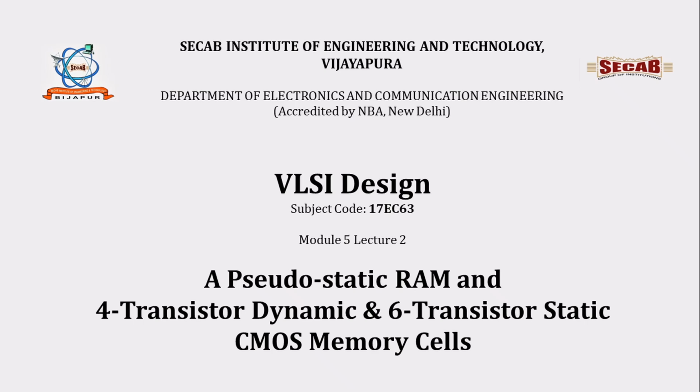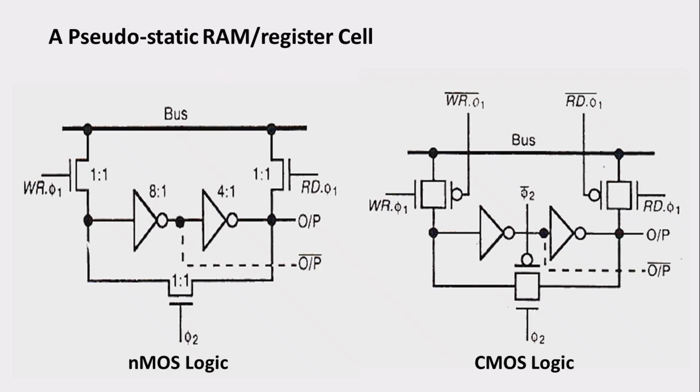In today's lecture, we shall continue with some more different types of memory elements. So in today's lecture, we are going to discuss pseudo-static RAM. Okay, this is going to be a static RAM, and a 4 transistor dynamic RAM and a 6 transistor dynamic RAM. So this is actually the pseudo-static RAM or a register cell.